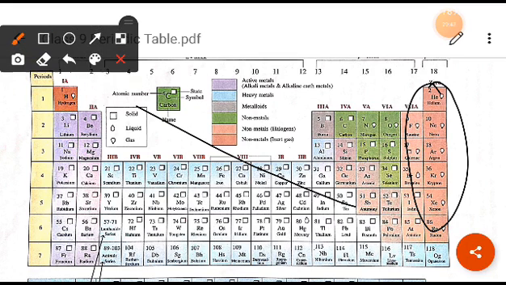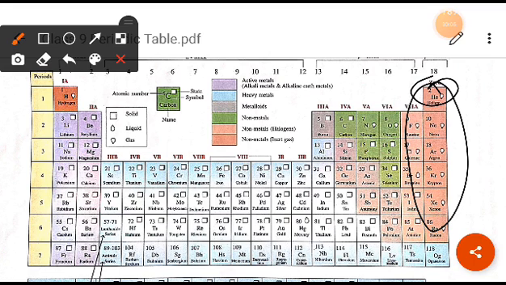So when we talk about this group, these elements are also called the zero group or group 18, or also called inert gases or noble gases. They have 8 electrons in their outermost shell, except for helium, which has 2 electrons in its outermost shell, and they do not react with other elements, and therefore they are called inert gases.